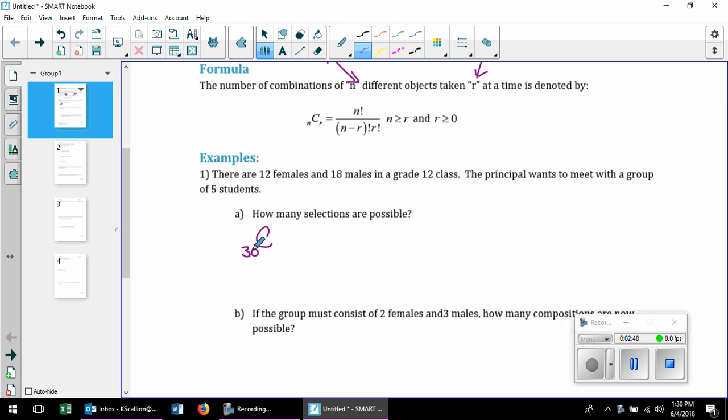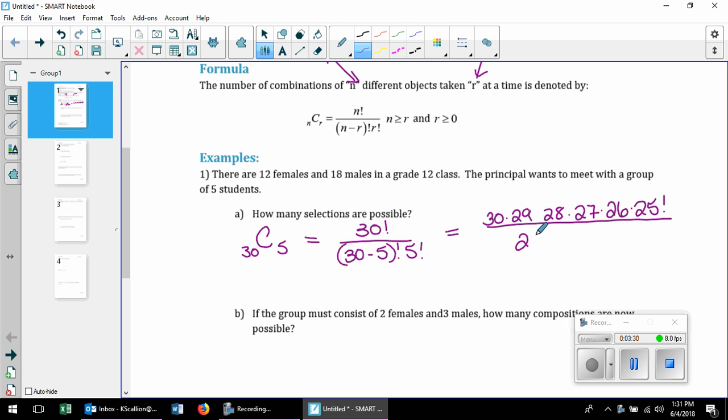How many am I choosing? He wants to meet with 5 students. So it would be this: 30 factorial over (30 minus 5) factorial times 5 factorial. Now again, I would suggest that you simplify it first. This obviously would be a calculator question, even if it's simplified. So I'm going to have 30 times 29 times 28, 27, 26, 25 factorial, all over 25 factorial, 5, 4, 3, 2, 1. So those cancel each other out.